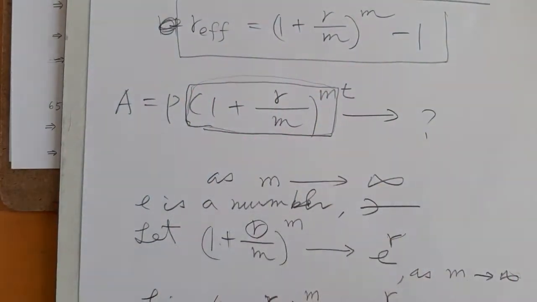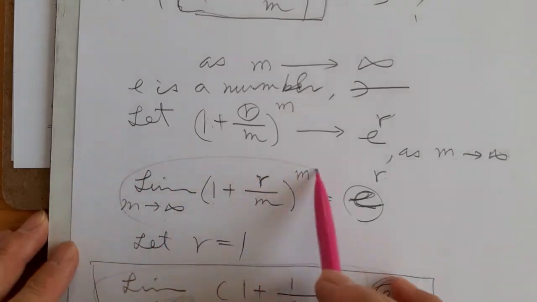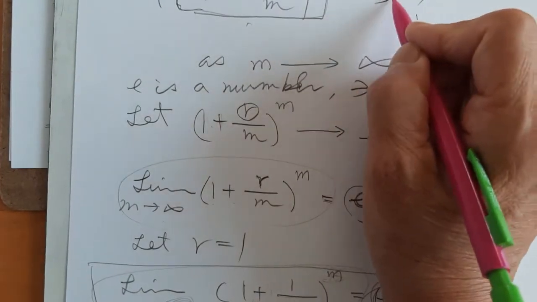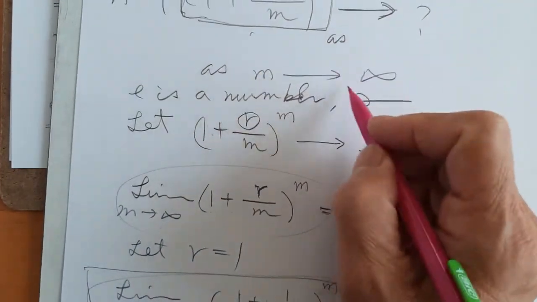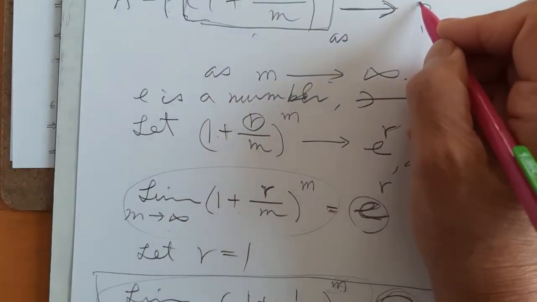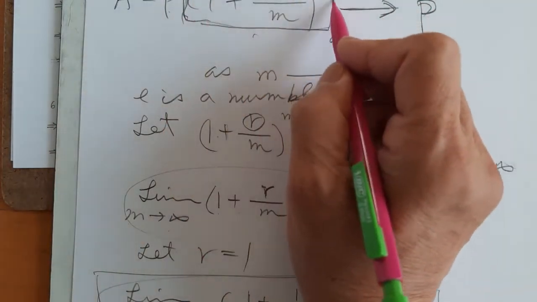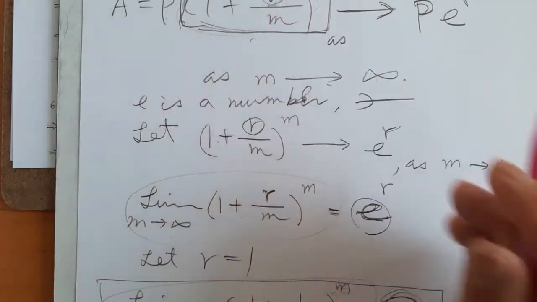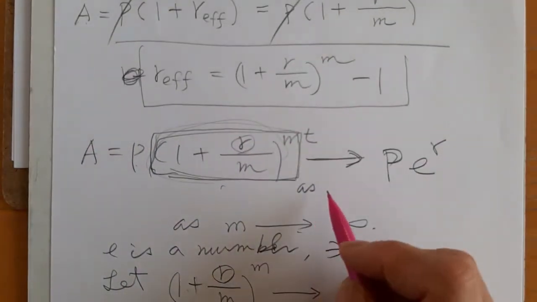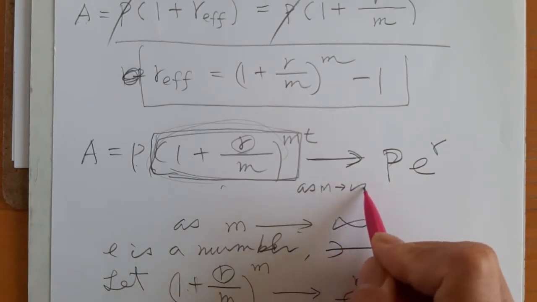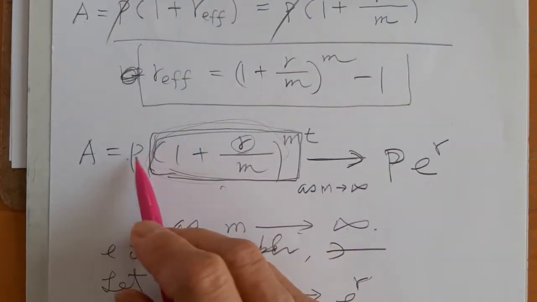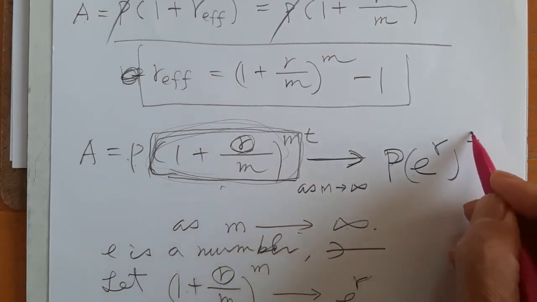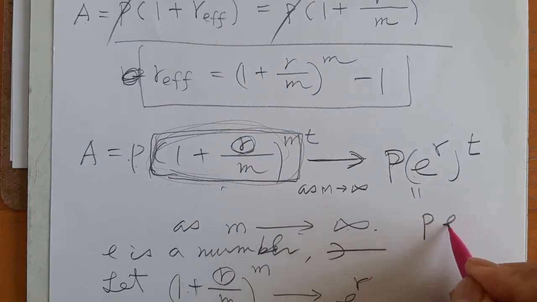So if compounded continuously, if we go back to over here, we figure out this is e to the power r. As m goes infinite, this part approaches e to the power r, to the power t, and that's P e to the power rt.